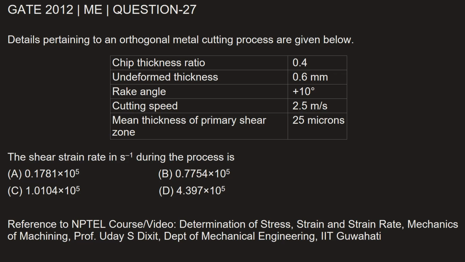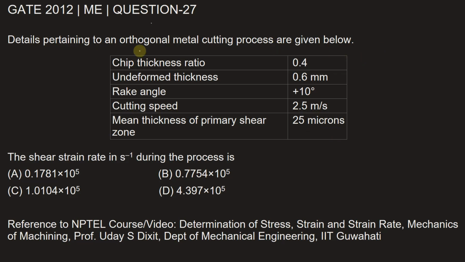This question is from GATE 2012 Mechanical Engineering paper, question number 27. Details pertaining to an orthogonal metal cutting process are given below. The chip thickness ratio 0.4, undeformed thickness 0.6 millimeters, rake angle is 10 degree, cutting speed 2.5 meter per second, mean thickness of primary shear zone 25 microns.